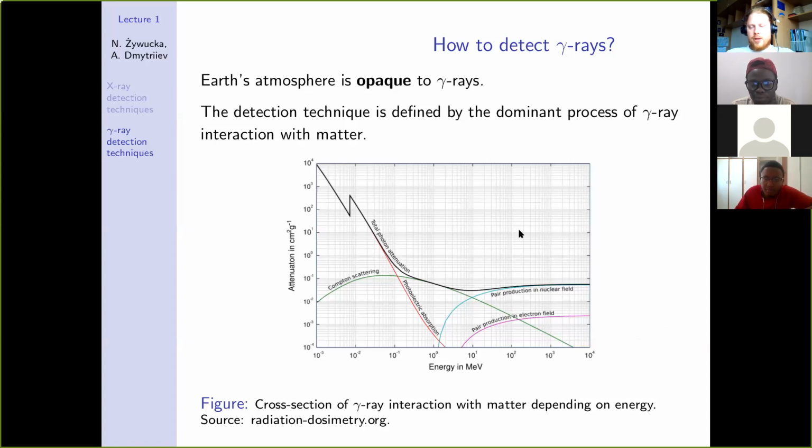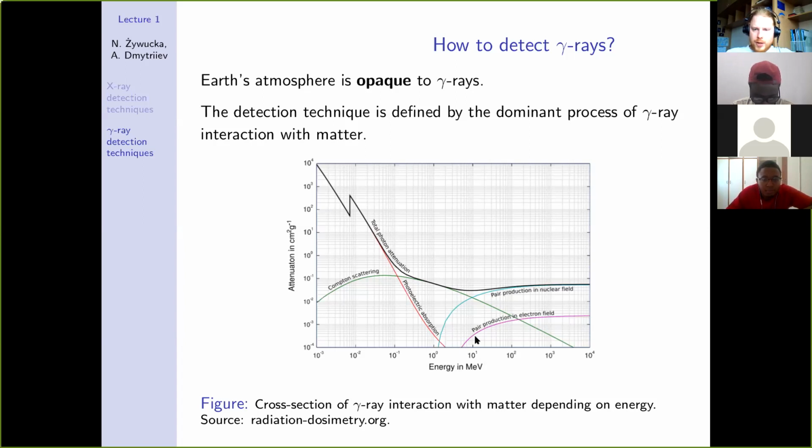And above that range, so the photon above 10 MeV, when entering the matter, produces the electron-positron pair in the vicinity, in the Coulomb field of the nucleus. And obviously for that, the energy threshold has to be surpassed. So the total energy of a photon has to be higher than twice the rest energy of the electron, which is 511 keV. So you need at least 1 MeV to produce an electron-positron pair.